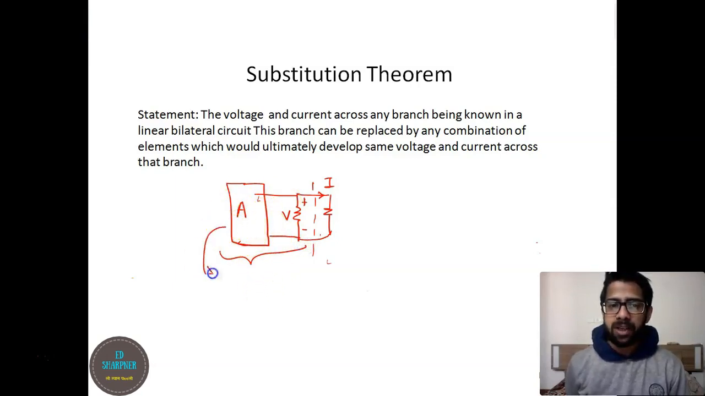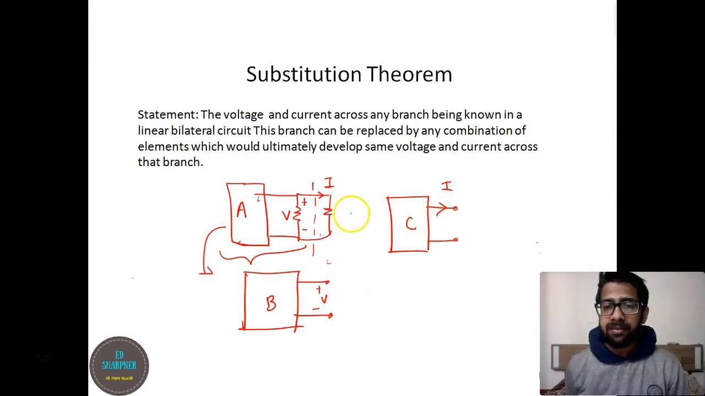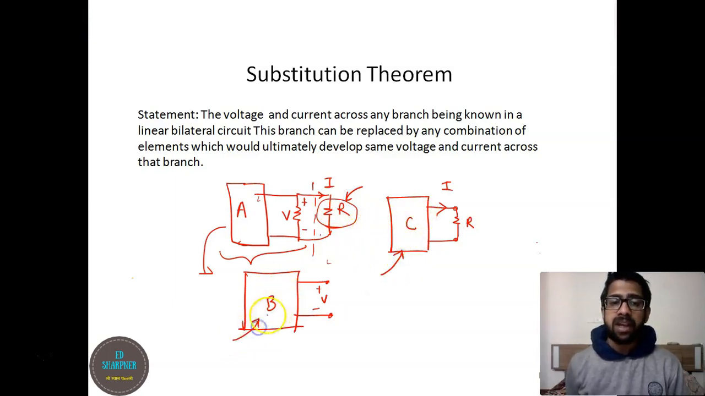I can replace this particular network by any other box. Let us say box B, which is developing the same voltage V, or maybe another box, let us say C, which is able to supply current I for this particular resistance R. So for this R, if my calculations are limited to this resistance R, these circuits, C or B, will be enough for me to solve the circuit very easily.